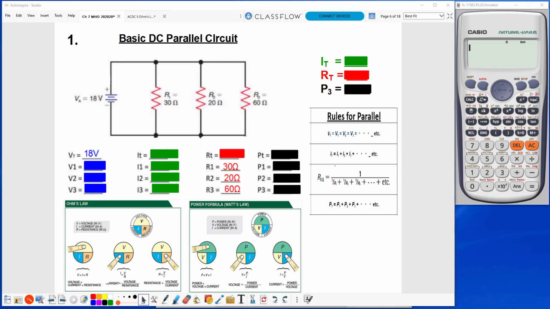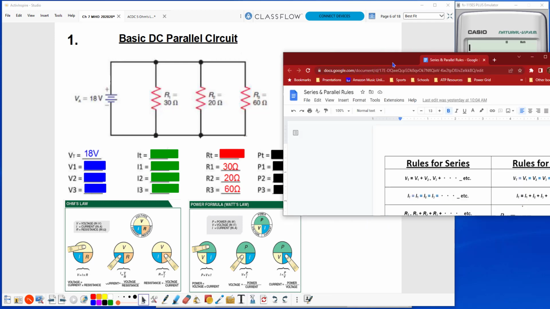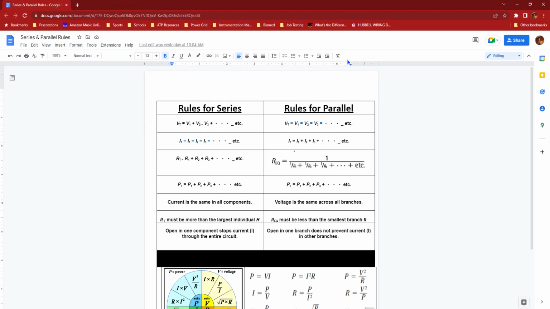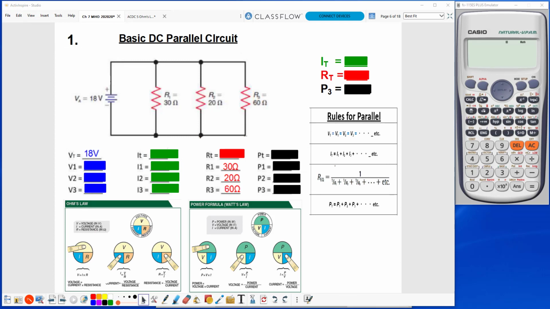I also will be applying from the series parallel rules sheet. Here's our rules for series, Chapter 6, parallel Chapter 7, and I've taken and clipped out the rules for parallel that you see on the screen here. I also have Ohm's law down below and the power formula that we will be using as well.